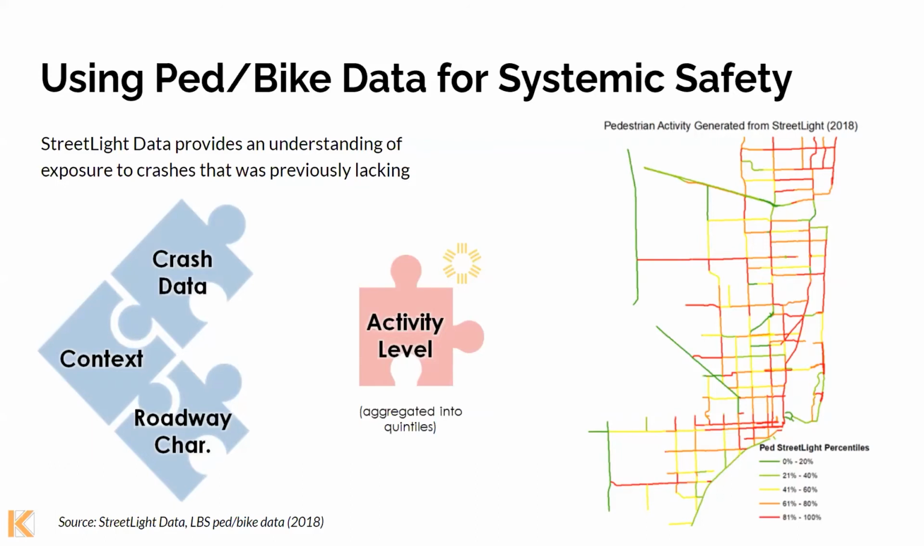So with StreetLight and having that statewide access, we were able to at least get a simplified version of pedestrian and bicyclist activity level, which is what you see here on the right. If you're from Florida, you probably recognize this as the Miami-Dade region. We end up bucketing all the roadways according to whether they are in the bottom quintile, second quintile, and so on of the StreetLight pedestrian index. Having that puzzle piece back in our puzzle has really enabled us to get a lot more refined in the types of roadways and the context that we're targeting for systemic improvements.